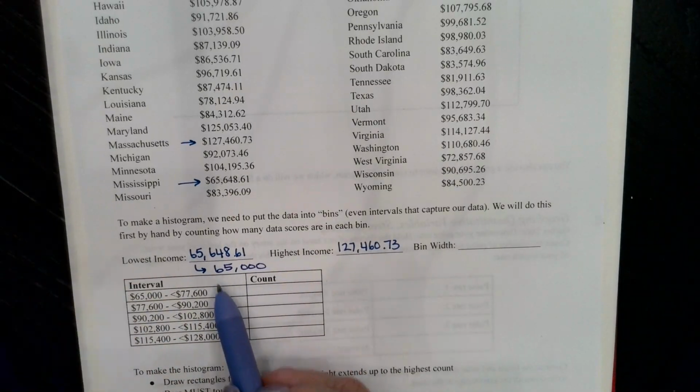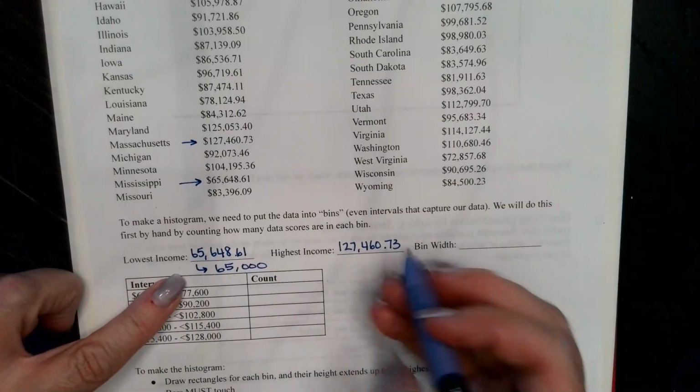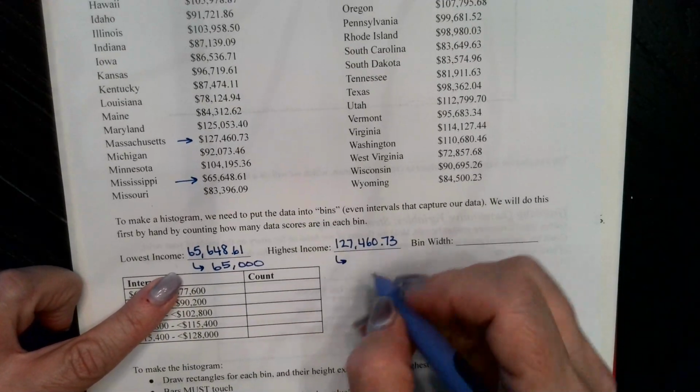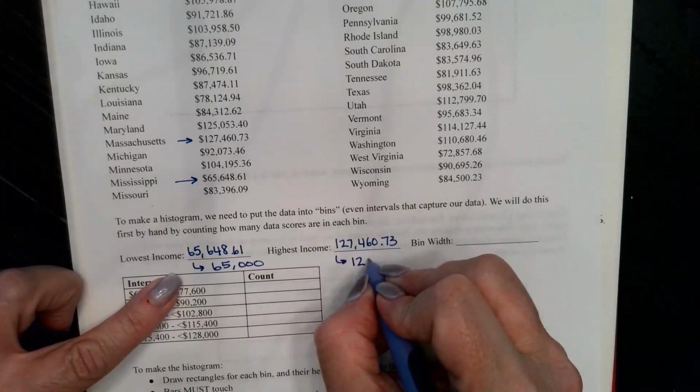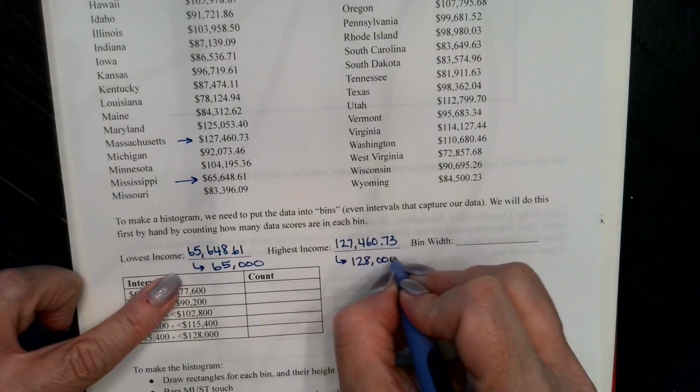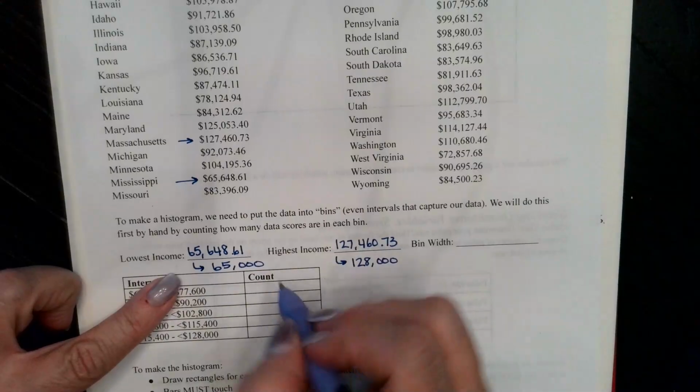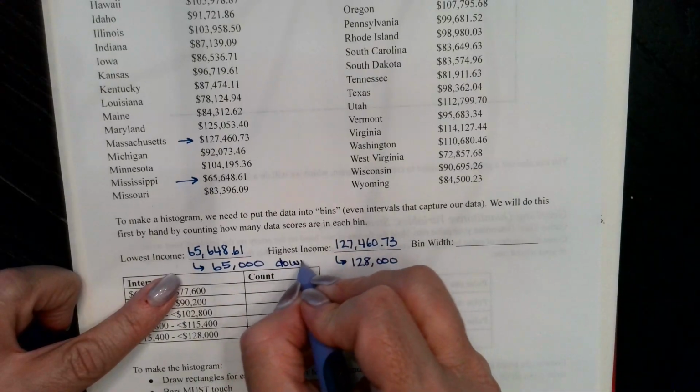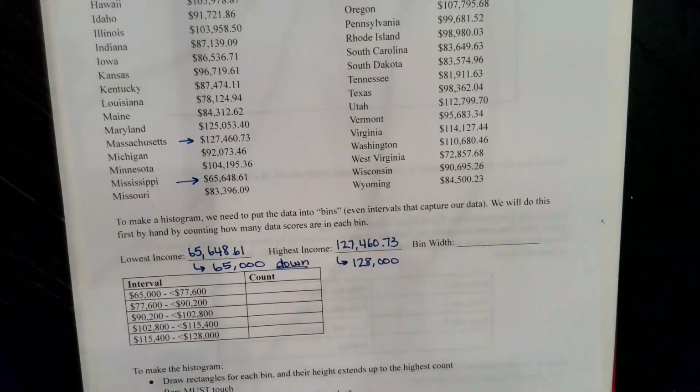I want it to be a little bit lower, right? And then this one, I'm going to round to 128,000. Okay, so I'm rounding this one down because it's going to be the lower level.